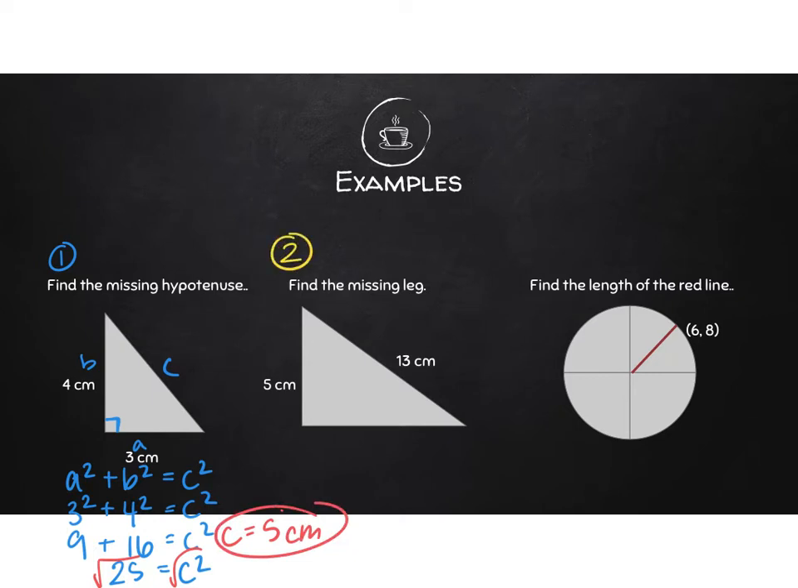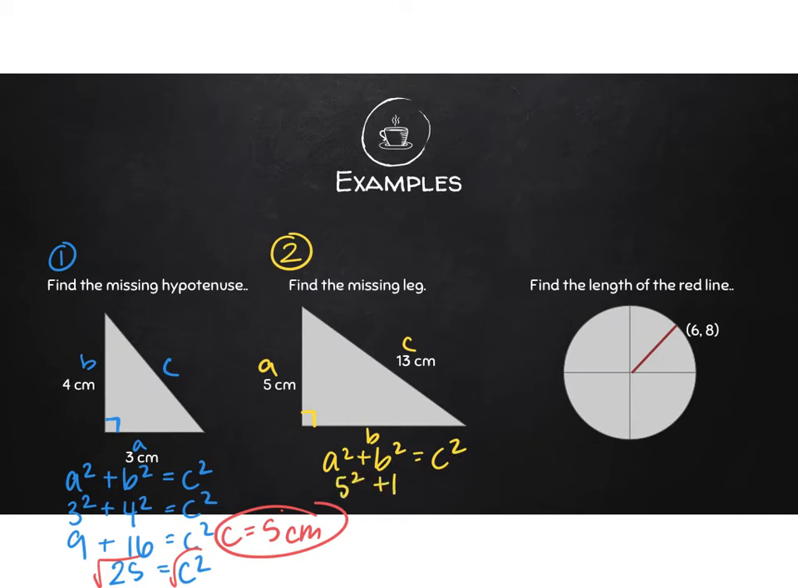All right, let's look at example number 2. In this one, it says find the missing leg. And again, we do know that this is a right angle. That's very important. We'll call our missing leg B. I could call it A or B. We'll call this one A. And then let's remember that our hypotenuse is always C, and the hypotenuse is always across from the right angle. So we have A squared plus B squared equals C squared.